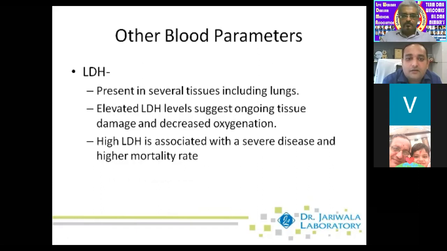LDH is another marker. LDH is present in several tissues, including lungs. Whenever there is a severe respiratory infection or the virus infects the alveolar cells, the LDH is released in the alveolar cavities and then it is absorbed in the circulation, leading to high LDH values. So LDH elevation suggests that there is a severe tissue damage, and at the same time there is a reduced oxygenation in the lungs. This is also a very useful marker from a prognostic point of view and will tell us if the severity of the disease is increasing or not. Next, please.